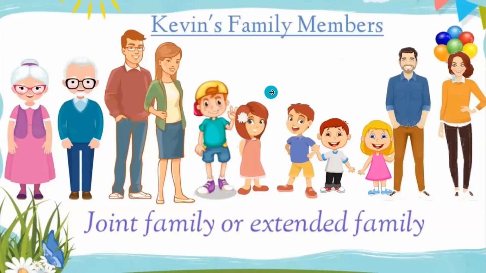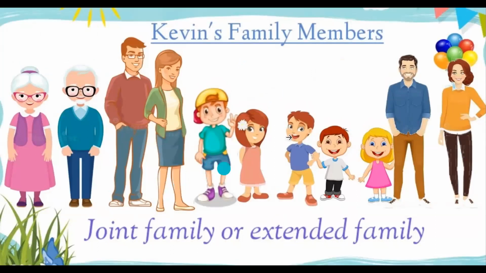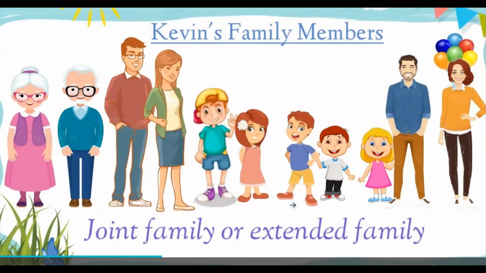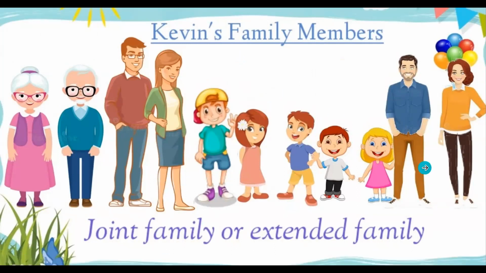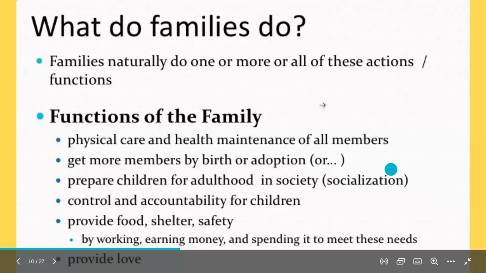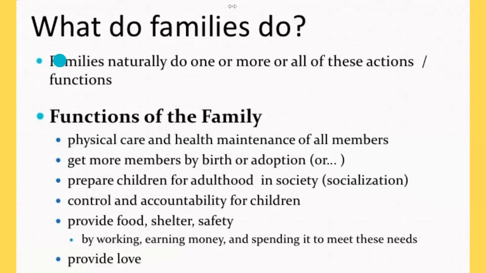Now, we're going to be looking at Kevin's family members. What kind of family do you think Kevin belongs to? This is Kevin, and these are Kevin's family members. So, joint family or extended family. Why do you think it's an extended family? You are definitely correct, because there are grandparents involved. So we also have the extended family, of course. Now you just identified extended family.